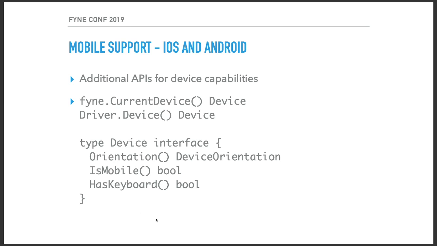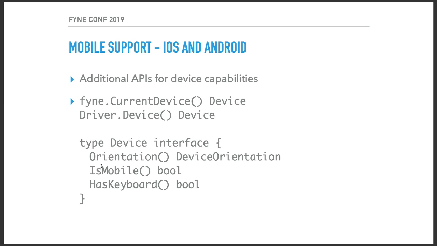value, it will conform to this interface, and so you can inquire as to the orientation of the device, which would be portrait or landscape. Is it mobile, and does it have a keyboard? Now, the definition of a mobile device may be a little obscure, but currently if it's something that you hold in your hand and walk around with, we're calling it a mobile device. So a smartphone, a tablet is, but the Raspberry Pi currently isn't.